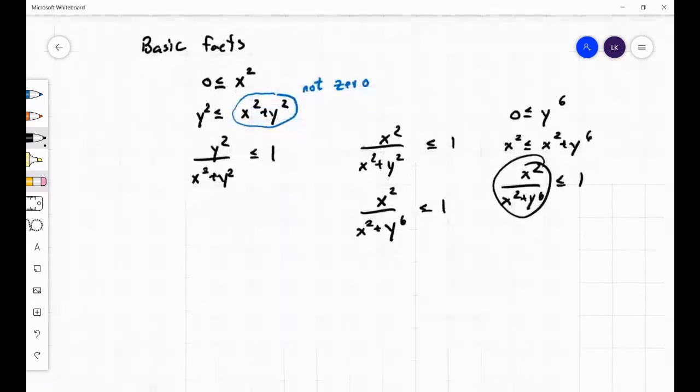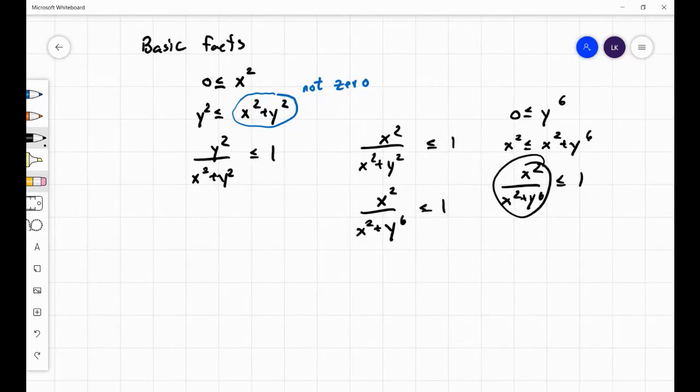All right. That's one of the inequalities I wanted to mention. I think there was another one, and I forget what it is. It'll come back to me in a second.